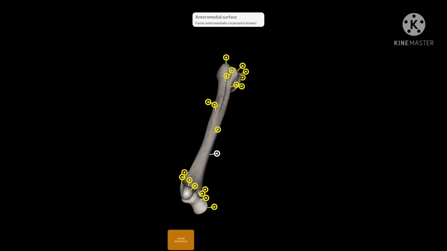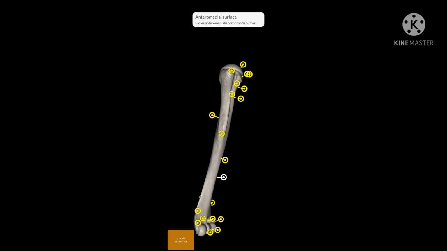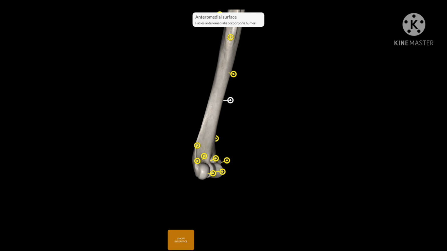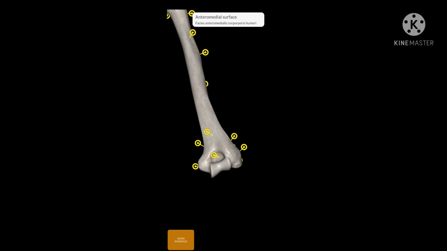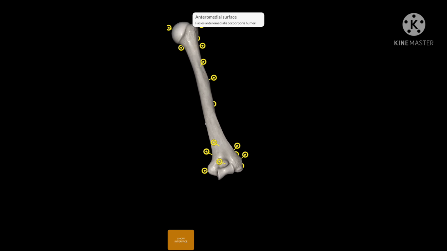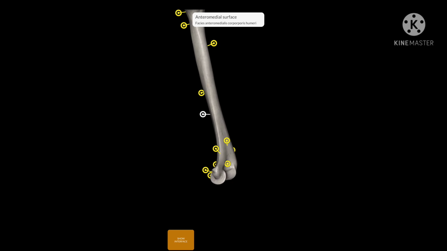Now let us go to the distal portion. We learned the proximal, and now we are going to see the distal portion. This is the posterior side and this is the anterior side. Please remember that. Hope you can understand. This is the anterior and this is the posterior.